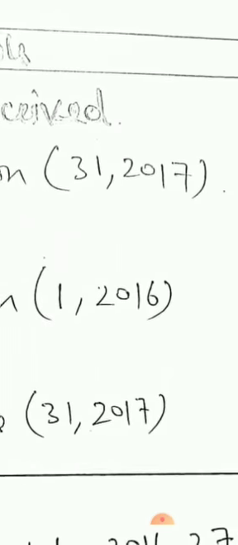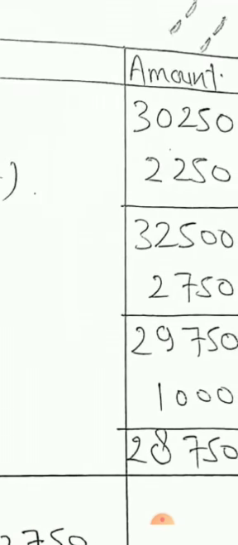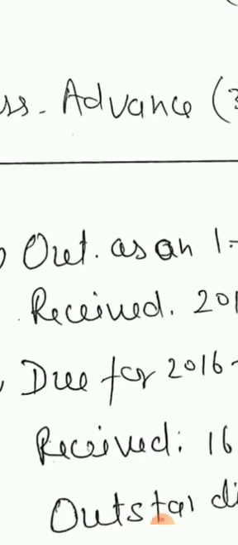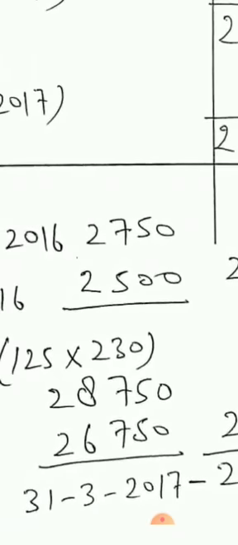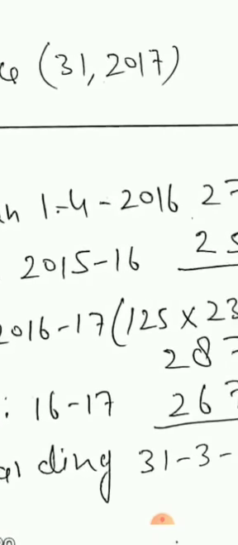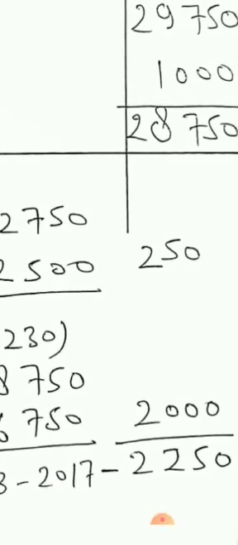Okay, then add outstanding on 31/2017. It means closing 2,250. Now we are going to clear how this amount 2,250 will come. For this, see the notes. First, outstanding as on 1/1/2016 is 2,750, given in the question, and we received in 15-16 2,500. The remaining outstanding is 250.